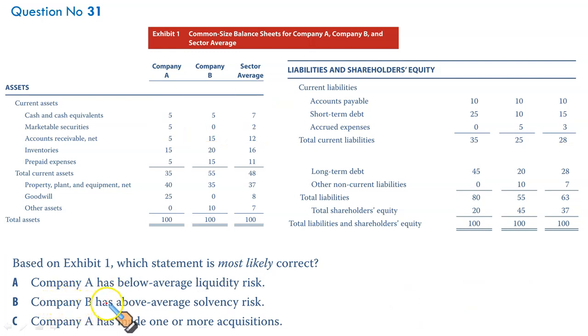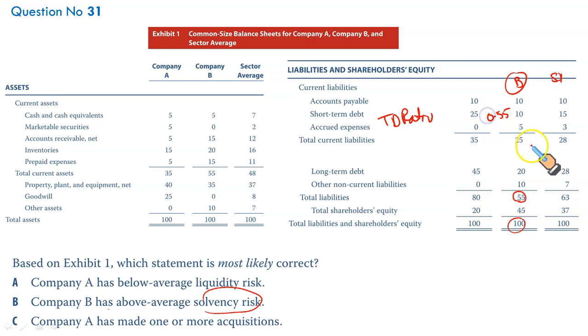The next option is company B has above average solvency risk. So it's basically company B versus the sector average. We will use a range of measures. First, we will use the total debt ratio. Total debt ratio is basically total debt, that is current and non-current, divided by total debt and equity. So basically it's 55 by 100. So it will give you 0.55.